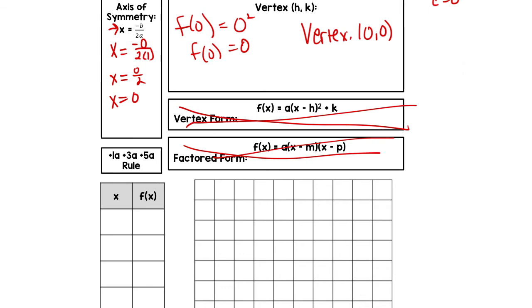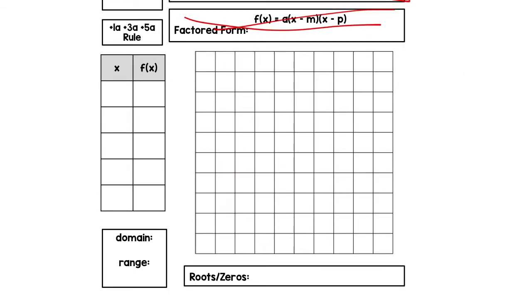Let's graph what we have so far. I'm just going to make our axis there in the center. And our point for our vertex is 0, 0, right here in the middle. We're going to use the 1, 3, 5 rules. So 1 and 3 and 5.